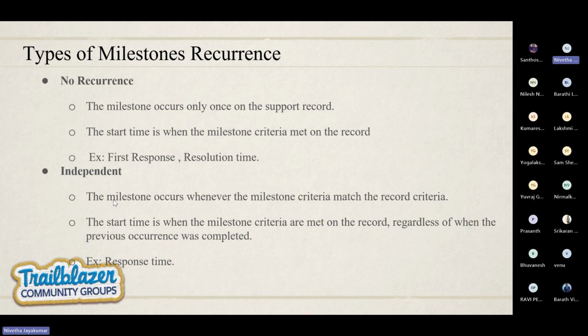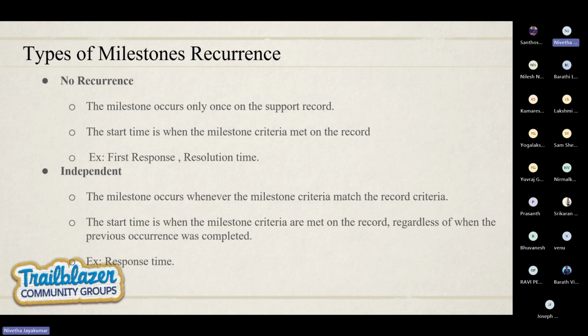This can be a part of a no recurrence milestone. Indefinite milestone. An indefinite milestone occurs whenever the milestone criteria match the record criteria. The start time is when the milestone criteria are met on the record, regardless of when a previous occurrence was completed. Only one occurrence of an indefinitely recurring milestone can be active at a time. For example, a response to the customer or a task creation can be a part of the milestone.